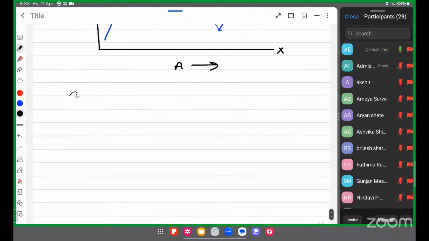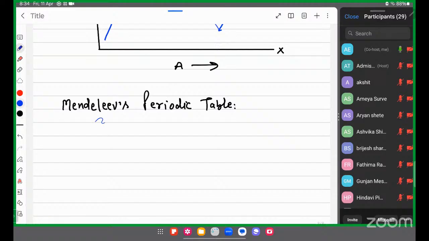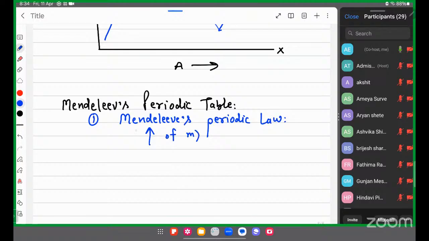After Lothar-Meyer, we have the most famous classification, that is Mendeleev's classification. Mendeleev's periodic table. So what are the key points in Mendeleev's periodic table? First point, this periodic table is based on Mendeleev's periodic law. What is Mendeleev's periodic law? It states that if you arrange the elements in increasing order of their atomic masses, there will be repetition in the properties of the elements after a regular interval.